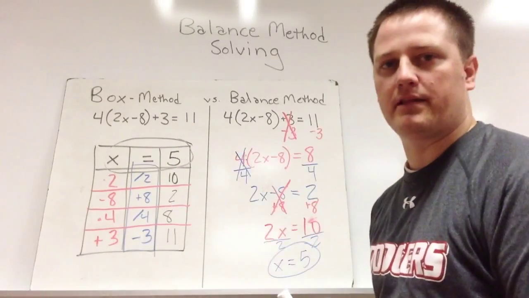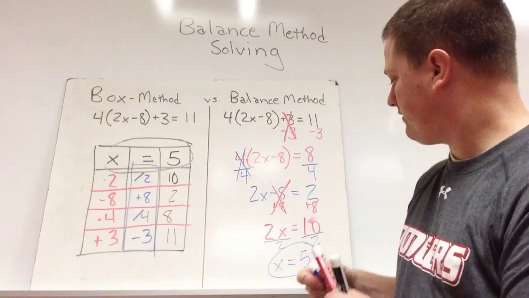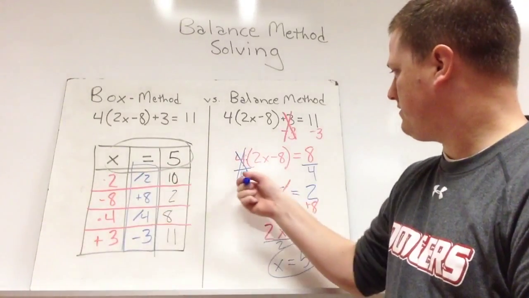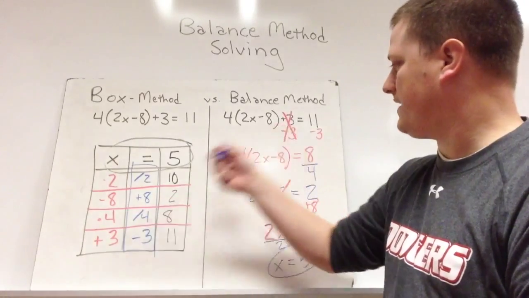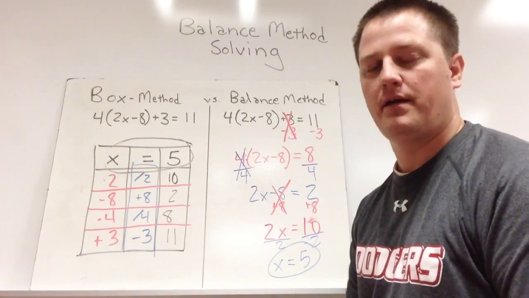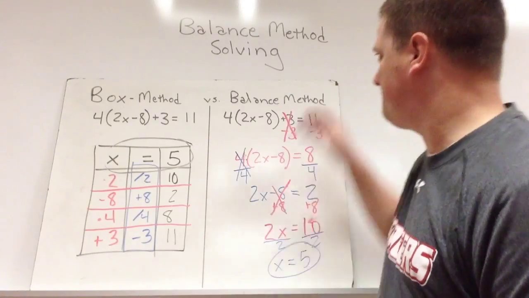So as you can see, we get the same answer for both. Notice, divide by 2. Divide by 2, plus 8, divide by 4, minus 3, minus 3. Same process, just a different way of showing it. Now we're going to practice that one more time.